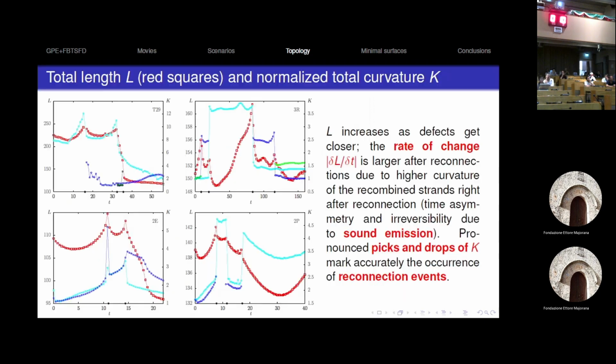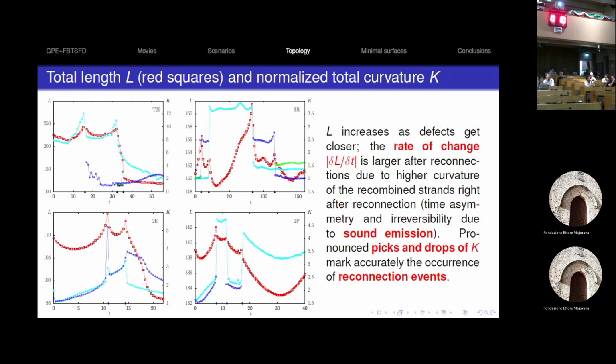So what we see here, try to concentrate on the red squares, whose scale is on the left. That's the total length of the defects. And it's clear that the dots that you see here are at the times of reconnections. And you have over there the torus knot, the 3 rings, the 2 ellipses, and the 2 perturbed rings.